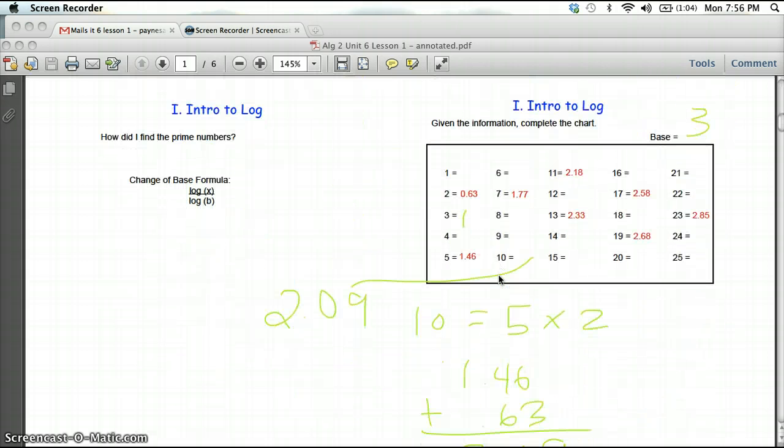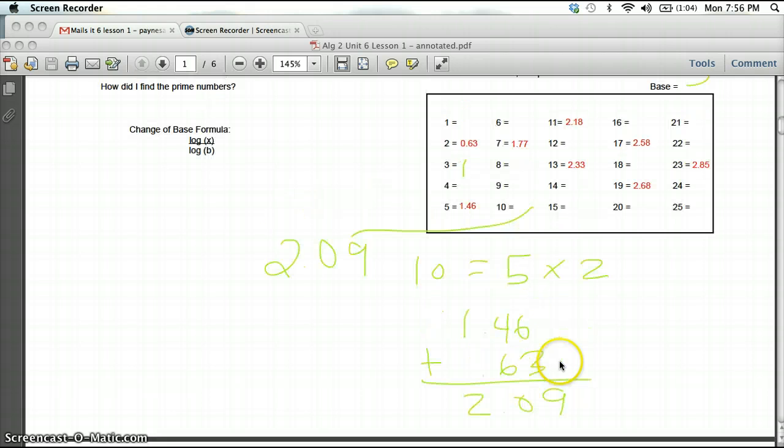Now let's go down here to this chart. Now again, whatever number equals to 1, that's going to be your base. So your base for this chart is 3. Now, how would we find out what 10 equals? You figure out what two numbers multiply to equal 10. So 5 times 2. And then you look at their corresponding exponents. So 5's exponent is 1.46. 2's exponent is 0.63. You add them together, and you get 2.09. So 10 is equal to 2.09. And the way it would look is you would do 3 to the 2.09 is equal to 10.